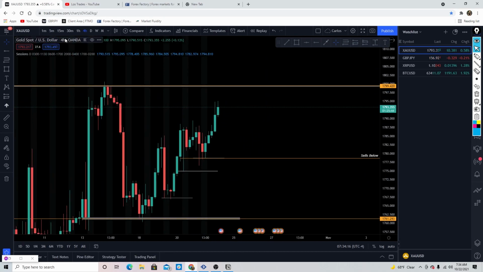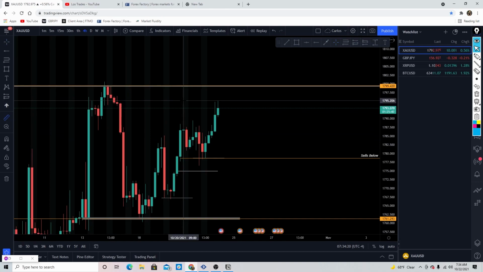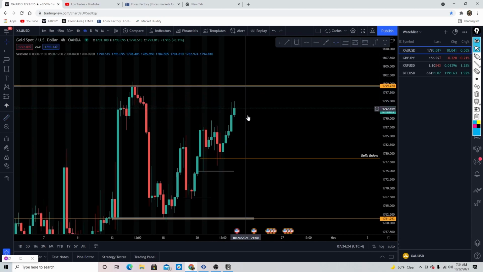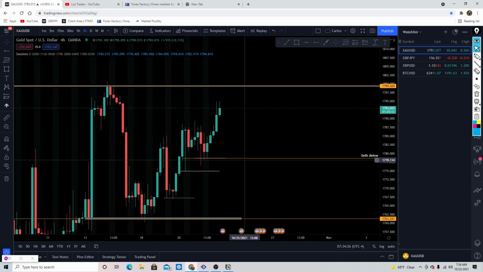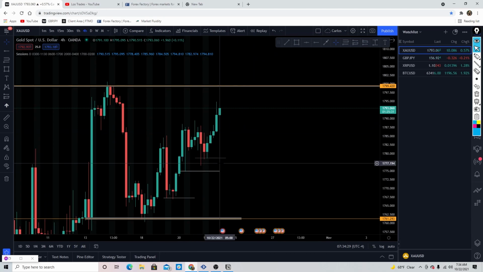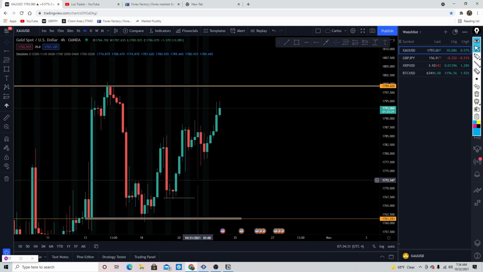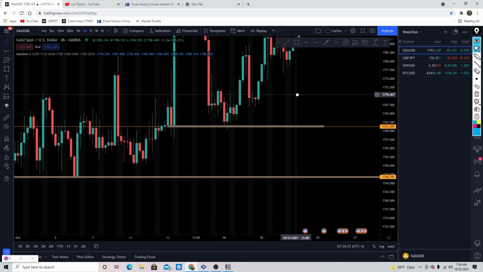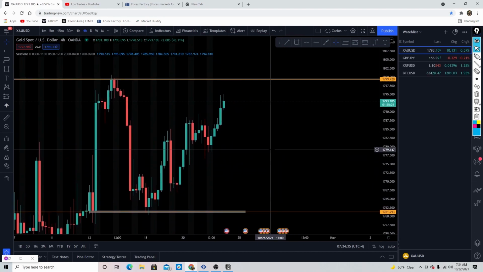Here, clear market structure on the 4 hour looks beautiful. How far are we away from this 17.99? 40 pips, 40 pips. All right, so let's delete this. Let's delete this. Let's delete this. And let's delete this. This range right here could stay.